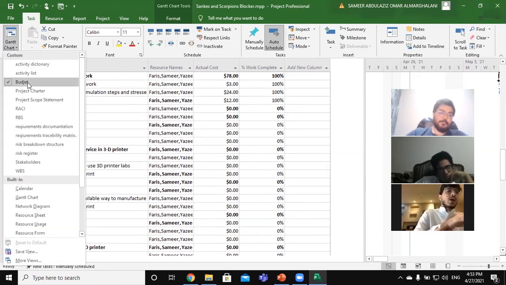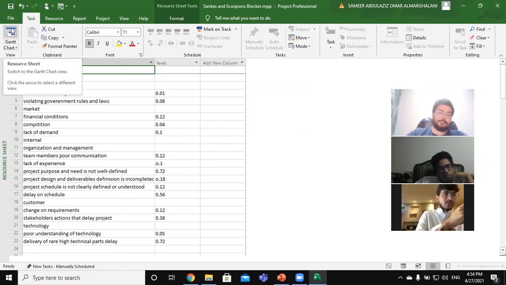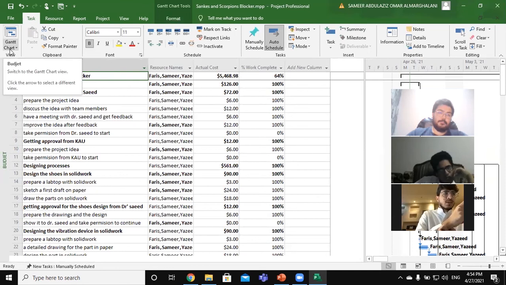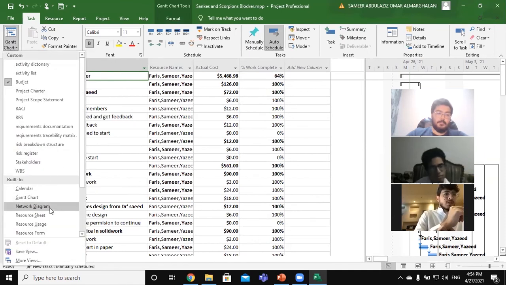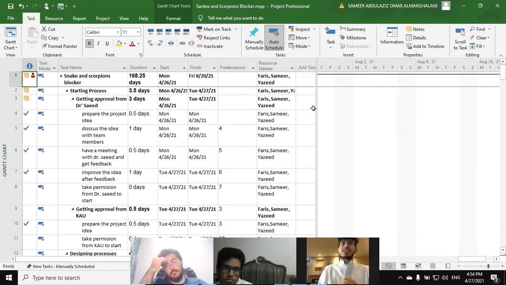Yeah, down, down, down. Yeah, resource sheet. Here we have a resource sheet. No, no, go on Gantt chart. Okay, yeah, go on Gantt chart here. Yeah, we have the resource names for this project. It's me and Sameer and Yazeed.